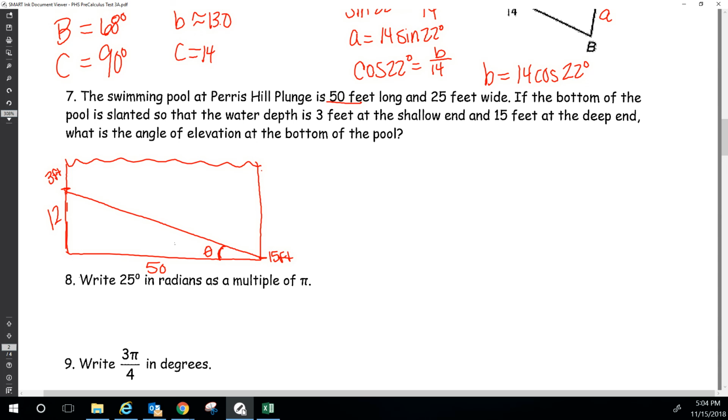All right, we're trying to find theta. I've got opposite and adjacent, that would be tangent. So tan theta is equal to 12 over 50. When we're trying to find that angle, that's where we're going to use the tan inverse. So tan inverse of 12 over 50. I did this wrong on my key, so let me put this one into a calculator. Tan inverse of 12 divided by 50. So the angle would be roughly 13.5 degrees.